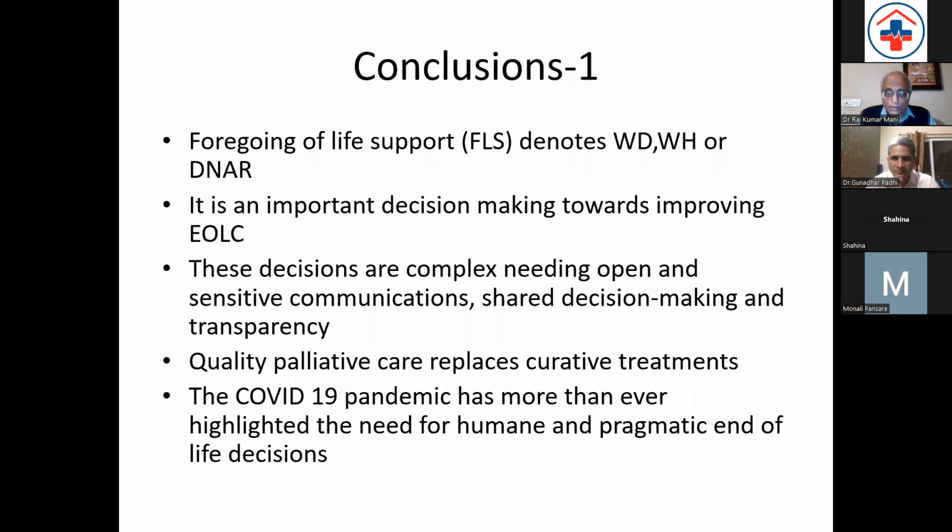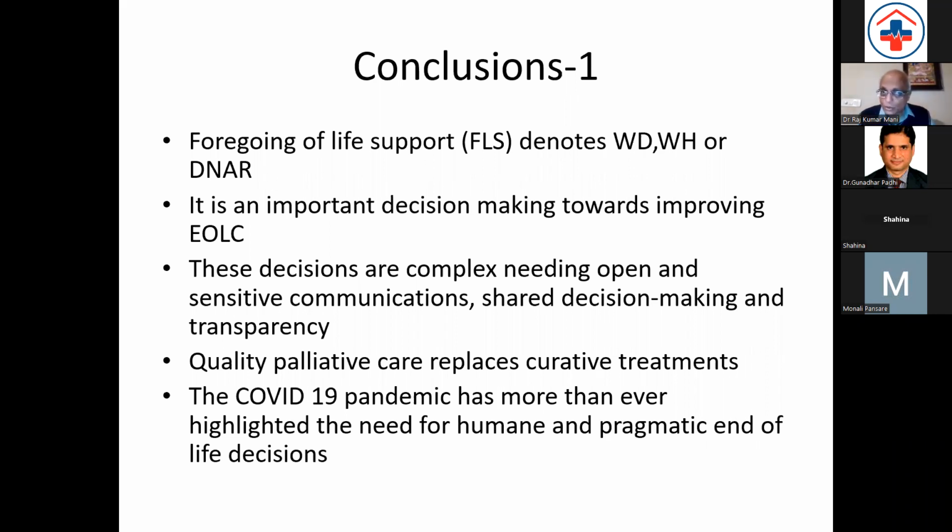It's an important decision towards improving the care of the dying, because burdensome care which the patients don't want is not the way you want to care for those who are dying. These decisions are complex, needing open and sensitive communication, decision-making, and transparency. Quality palliative care replaces curative treatments. The COVID-19 pandemic has more than ever highlighted the need for humane and pragmatic end-of-life decisions, because COVID brought to light the need for triaging, the need for careful resource utilization.